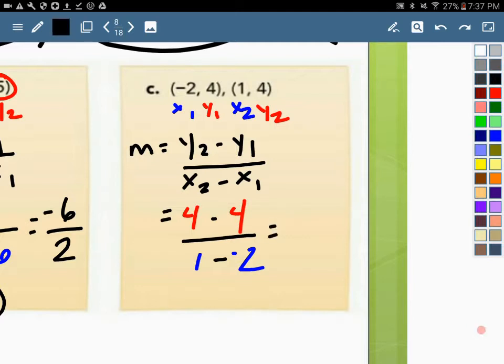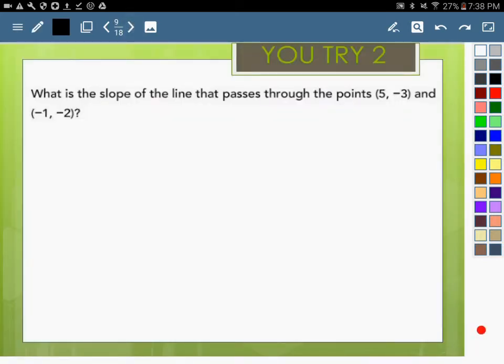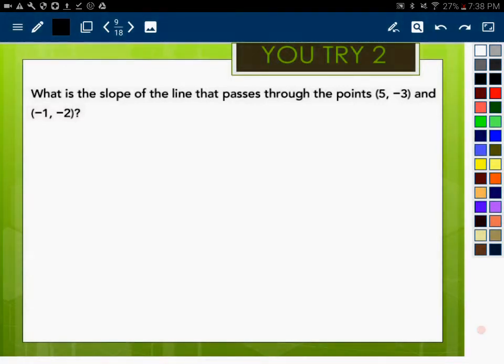Now I simplify. 4 minus 4 is 0. And then the minusing of a negative, I'm really just doing 1 plus positive 2, which is 3. Now in this case, nothing divided 3 times is still nothing. So the slope here is 0. One thing I want to add, if you ever get a slope where the denominator is 0, that we would not call 0. That we would call undefined. But we will talk about that more in a little bit. Let's have you guys go ahead and try your second U-Try.